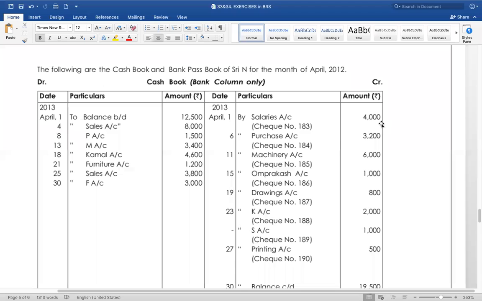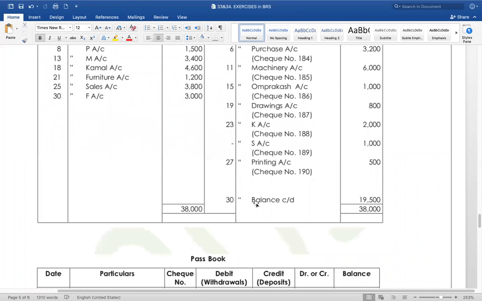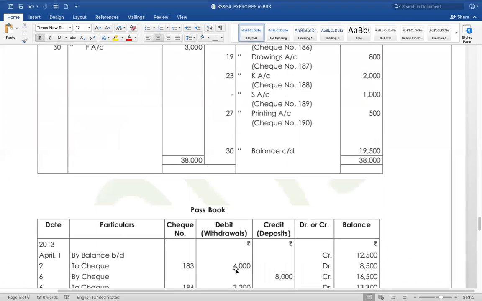Next will come here. Salaries. Check number 183. Check number 183, salaries matching. Yeah, Jay Kishore. Yes, sir. 4,000 is here and 4,000 is here.